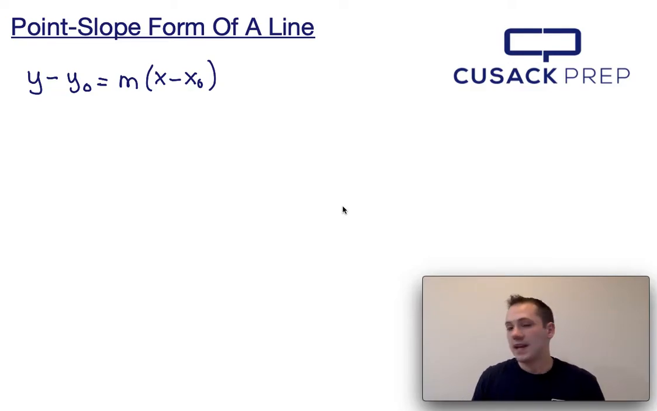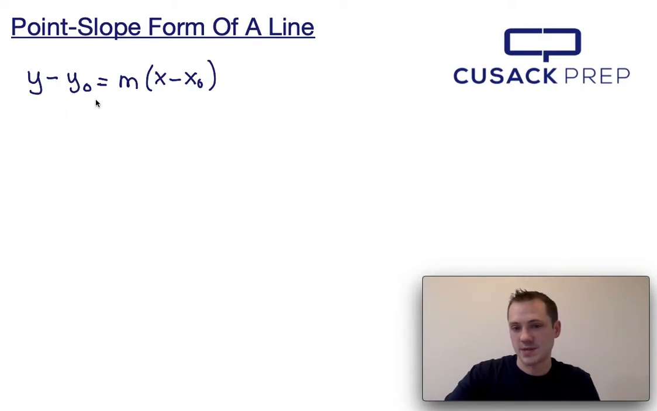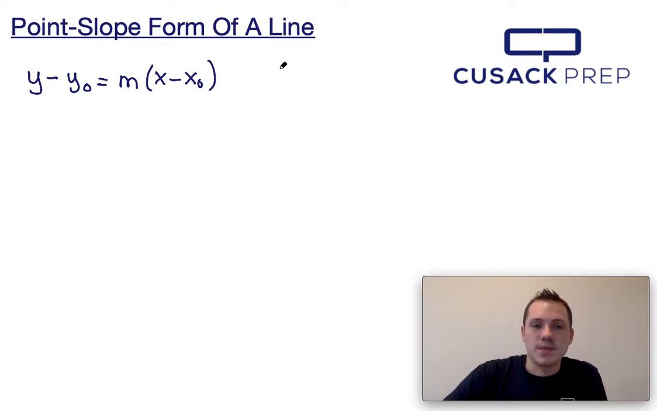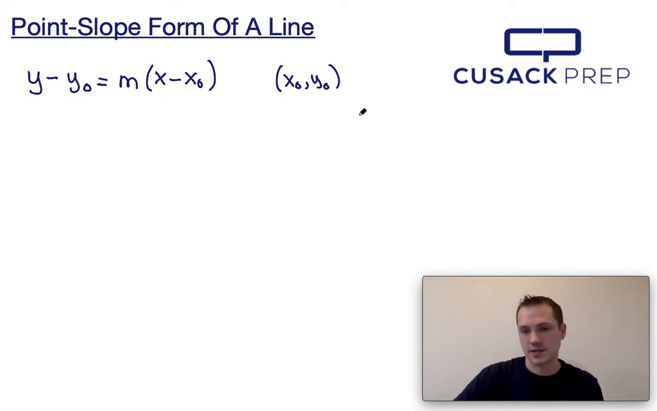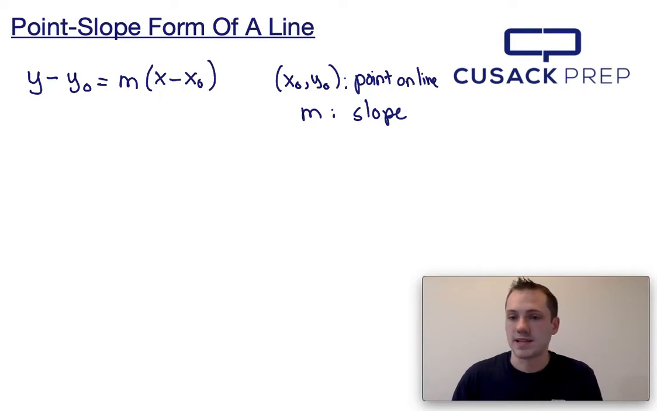Now, point-slope form of a line looks like this. You have y minus y sub 0, also sometimes called y naught, equals m times x minus x0. And what these mean: the point x0, y0 is any point that exists on the line, so I'll just write point on line. And m is the slope. Now, typically you're going to leave these equations in these forms. So let's have a look.